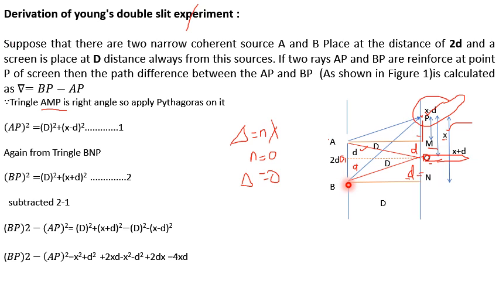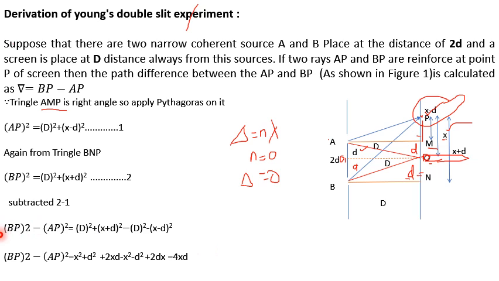Similarly, we calculate BP. We are talking about triangle BNP, and in this triangle BP is the hypotenuse. So BP square is equal to D square plus X plus D whole square, because D is our base and X plus D is our perpendicular. So this is my equation number 1 and this is my equation number 2. Because we have to find BP minus AP, we subtract equation number 2 from equation number 1, and we get this equation.